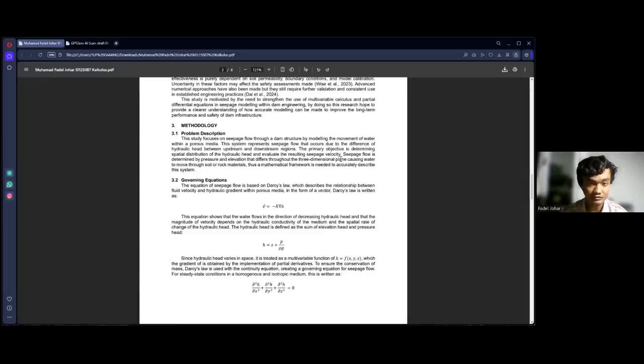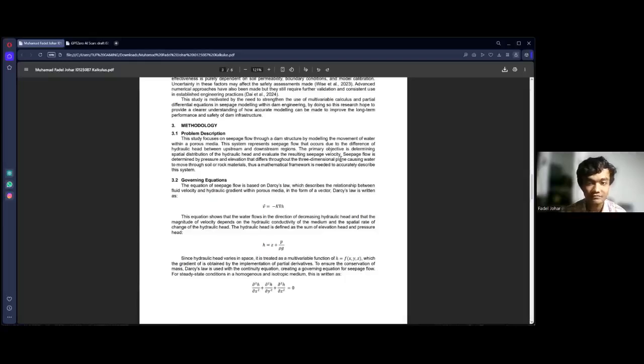The equation of seepage flow is based on Darcy's law, which describes the relationship between fluid velocity and the hydraulic gradient within a porous medium. In the form of a vector, Darcy's law is written as velocity vector equals negative of the hydraulic conductivity multiplied by the gradient of the function h. This equation shows that the water flows in the direction of decreasing hydraulic heat, and that the magnitude of velocity depends on both the hydraulic conductivity of the medium and the spatial rate of change of the hydraulic heat itself.